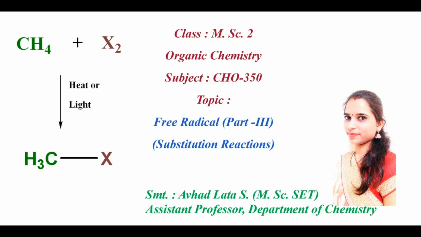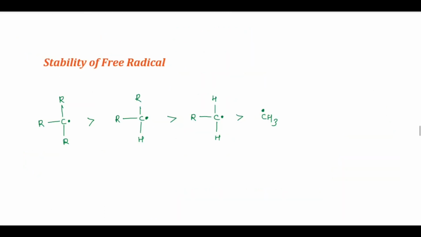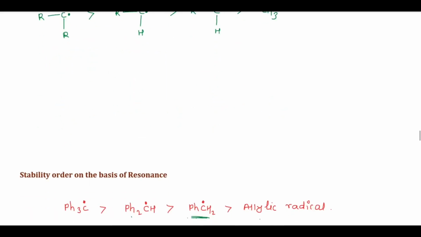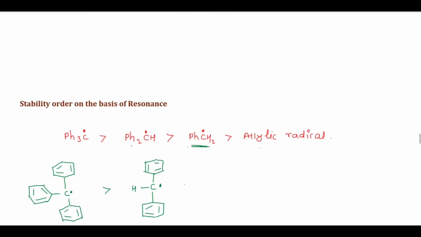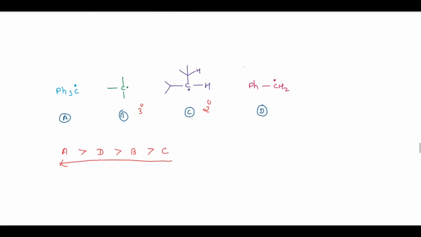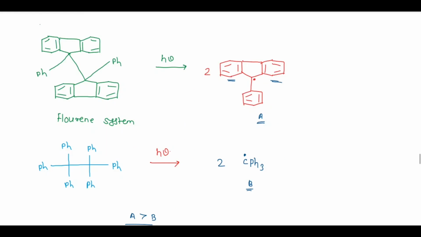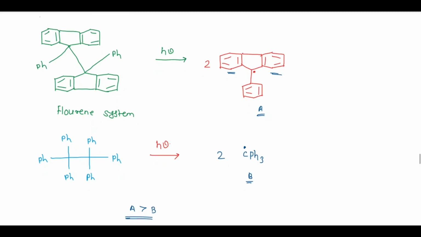In today's lecture, we are going to discuss the substitution reaction in free radicals. In the last lecture, we learned about the stability of free radicals, the stability order on the basis of resonance. We also took some examples and discussed the stability order. We also discussed the comparison between two structures and their stability.